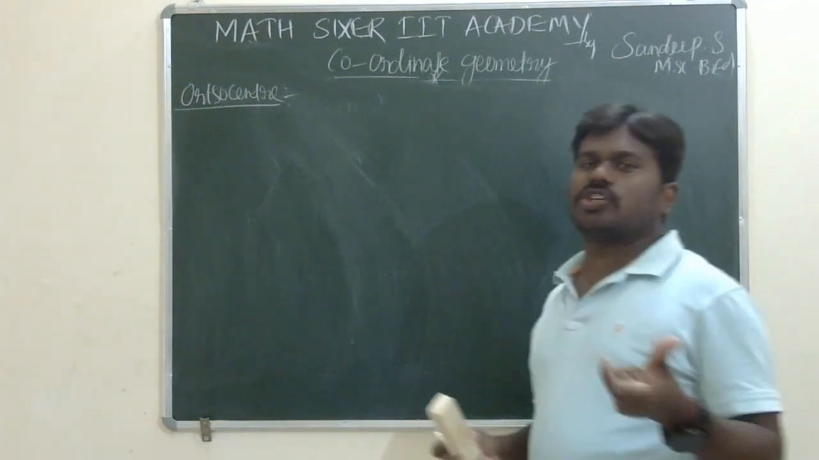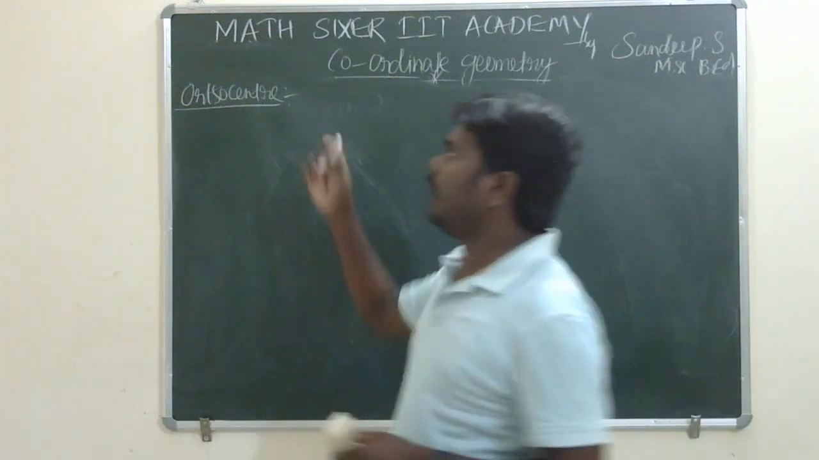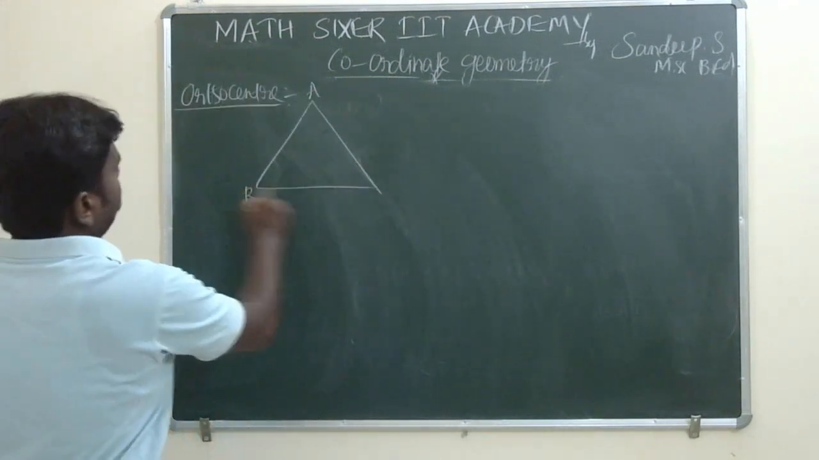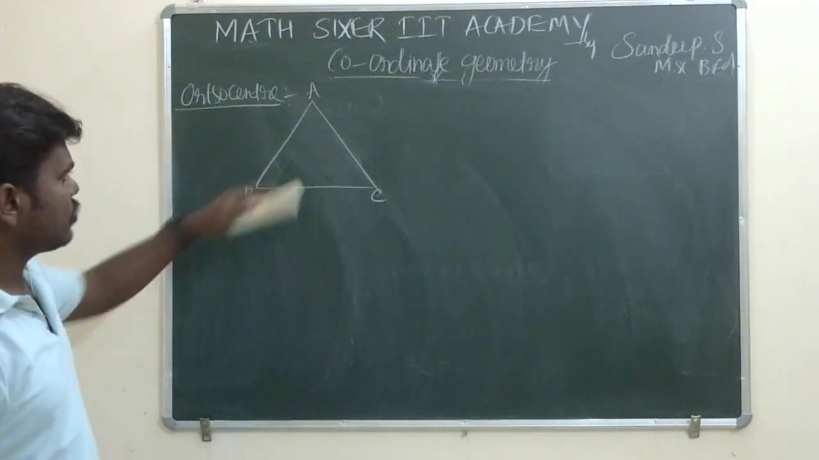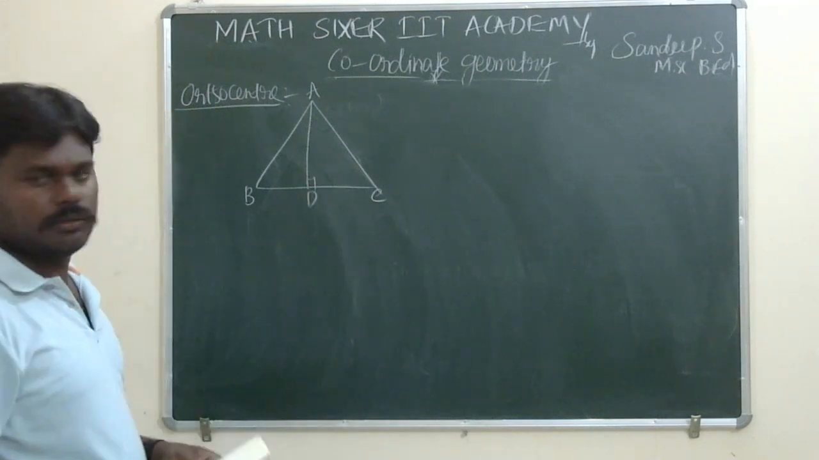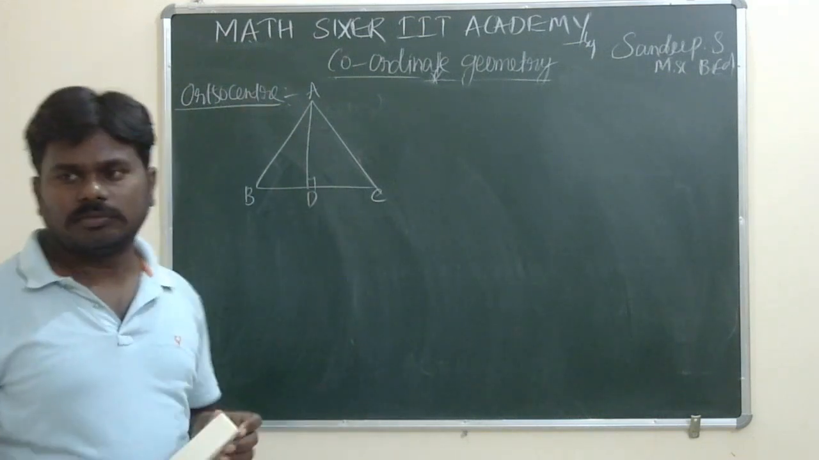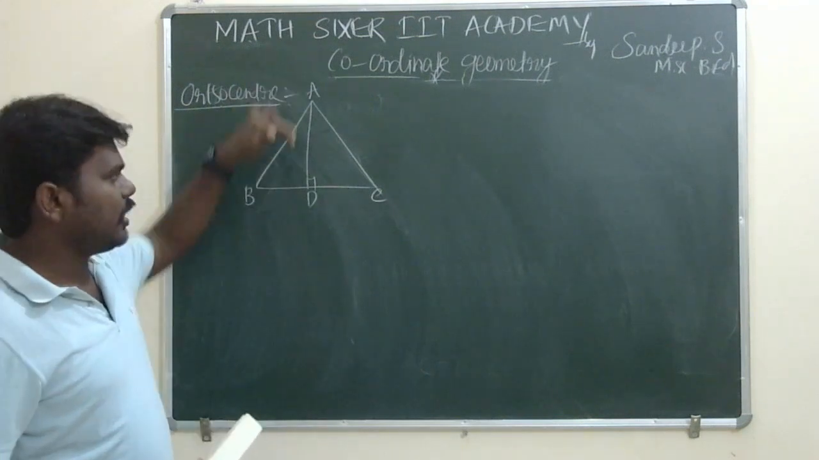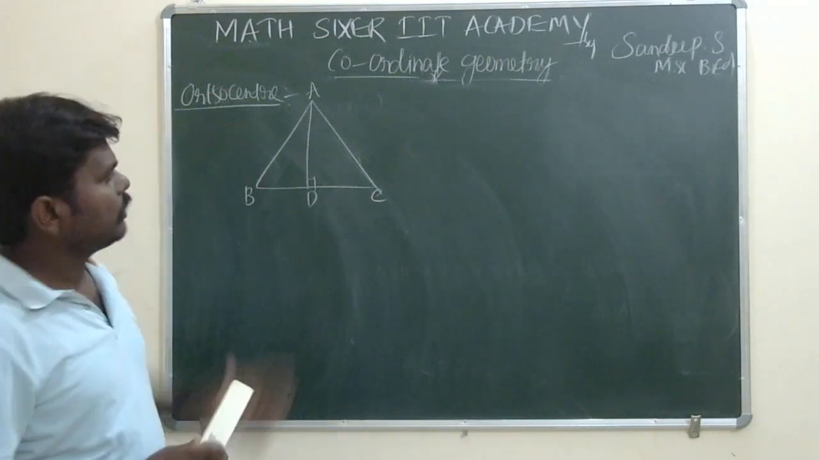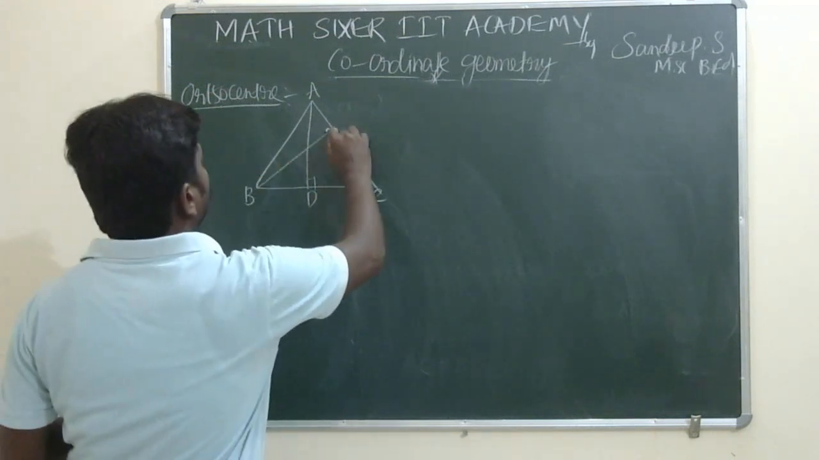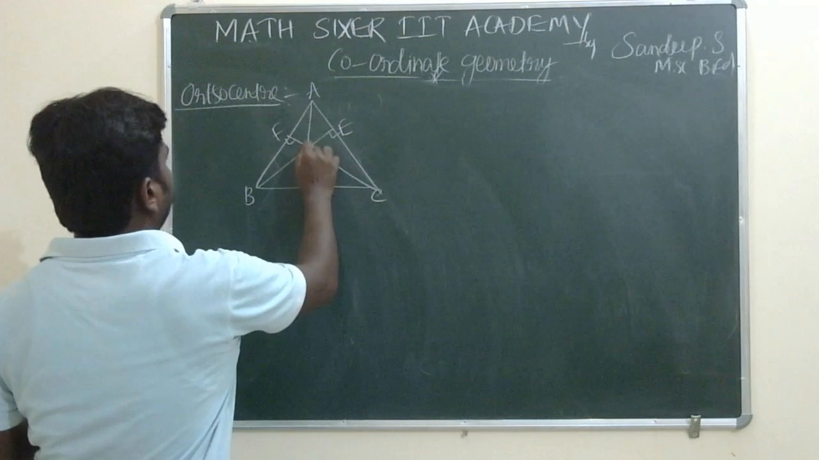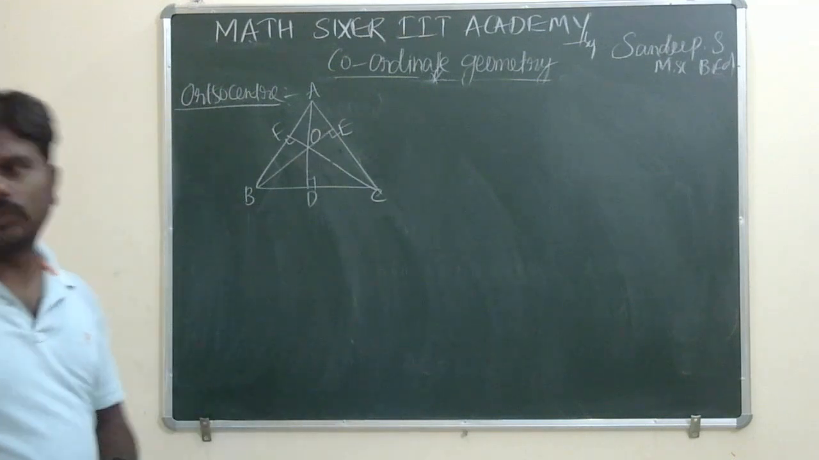The point of intersection of altitudes is called the orthocenter. So here ABC is a triangle, and altitude means it always makes 90 degrees to the base from the opposite vertex. Again I am telling, altitude means it is a line segment from the opposite vertex to the base and makes 90 degrees to the base. This is the altitude. Like this we have to draw the altitudes for the remaining two sides, and these altitudes will intersect at one point, and that is the orthocenter.